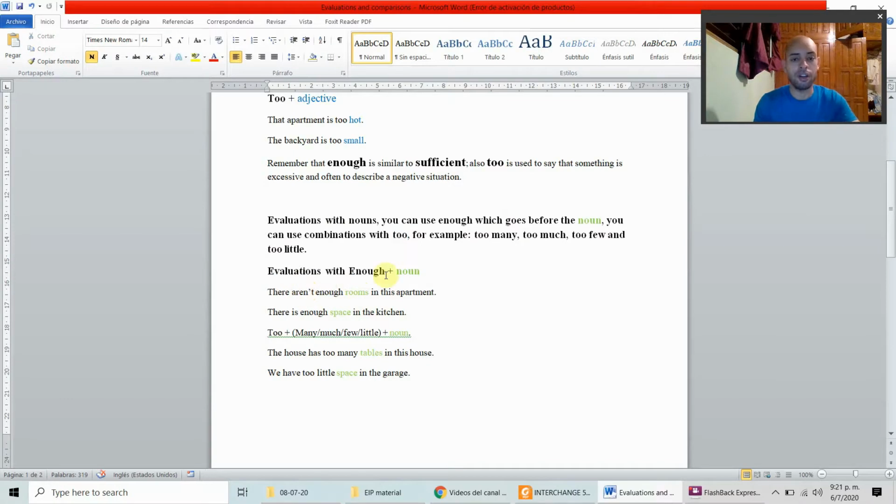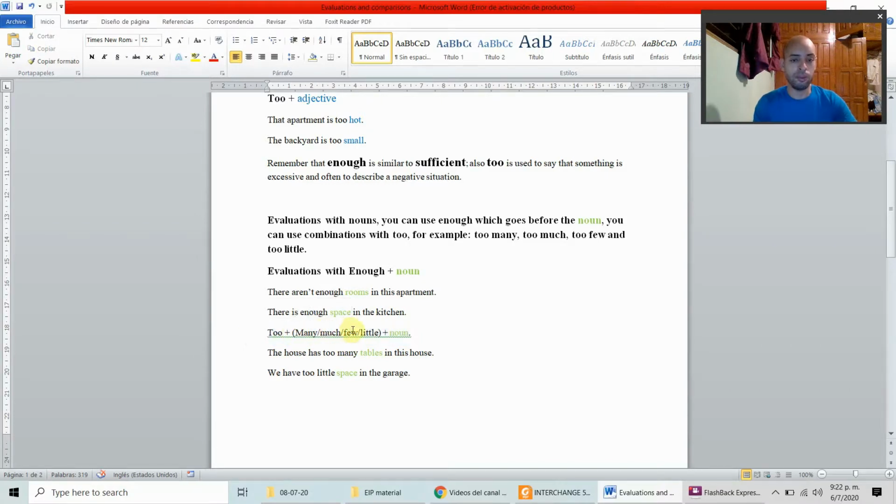Evaluations with enough plus noun. There aren't enough rooms in this apartment. You are saying that the amount of rooms is too few or very few. Not enough rooms. Not sufficient rooms. There is enough space in the kitchen. You are saying that the amount of space in the kitchen is good. It's good for you. Now let's see some examples with too.